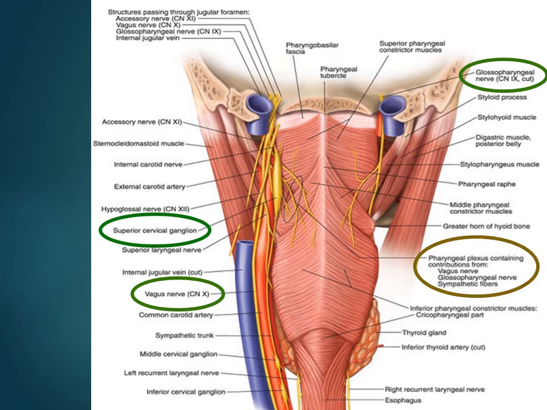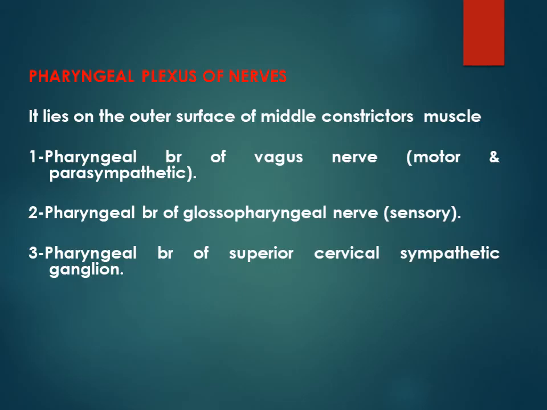received branches from the vagus, glossopharyngeal, and sympathetic fibers. This pharyngeal plexus lies on the outer surface of the middle constrictor muscle. It has a branch from the vagus which carries motor and parasympathetic fibers, a pharyngeal branch from the glossopharyngeal, which is mainly sensory, and a pharyngeal branch of the superior cervical sympathetic ganglia.